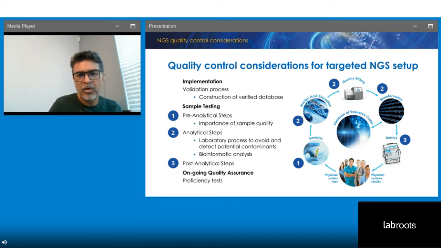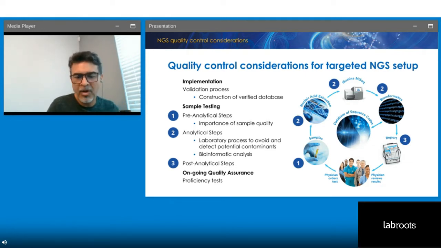We need to have processes in the pre-analytical step, in the analytical, and in the post-analytical step. We have to consider the importance of the quality of the sample. NGS, like any other microbiology method, requires a high quality sample, and we need a sample that is representative. Again, NGS is highly sensitive. If we are not careful with the type of sample that we analyze, we can be introducing contaminant organisms, or even normal flora organisms, that can make the interpretation of the result a little bit challenging.